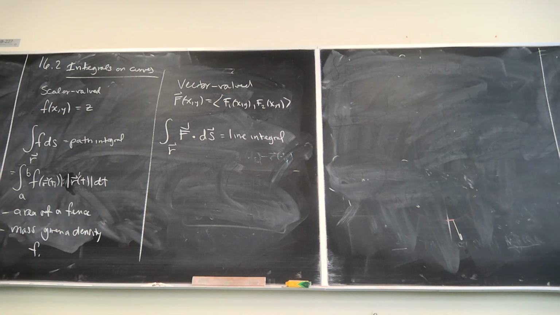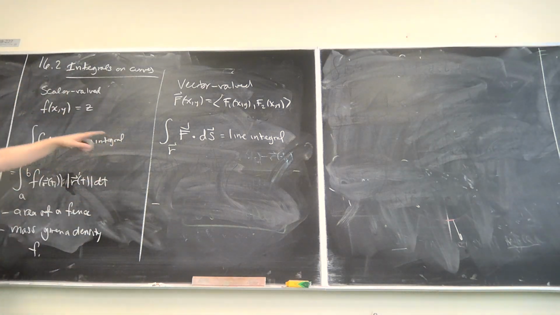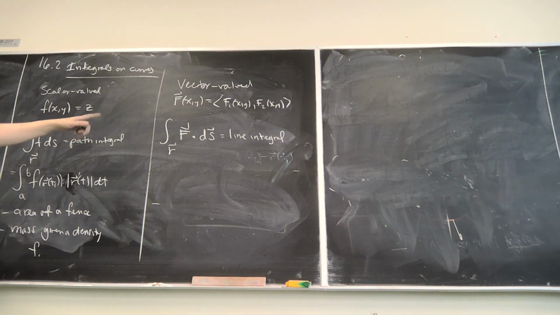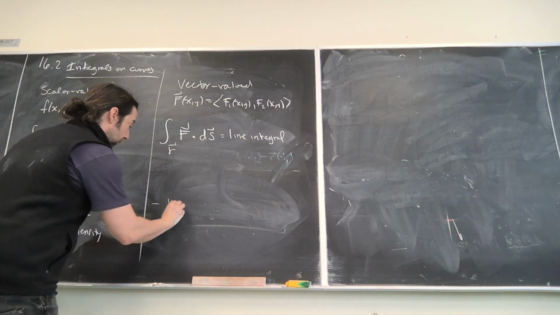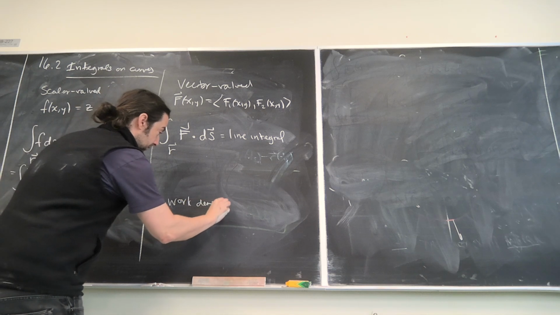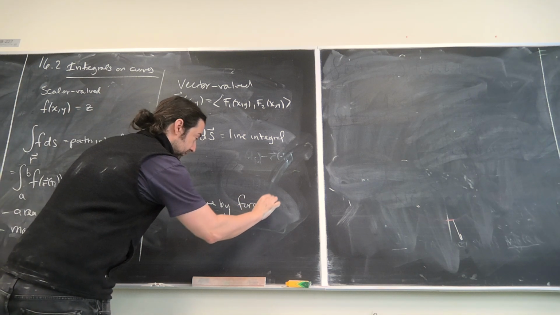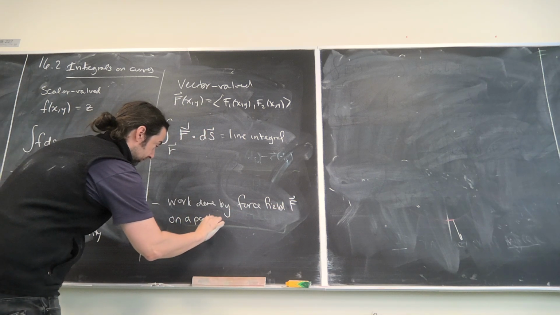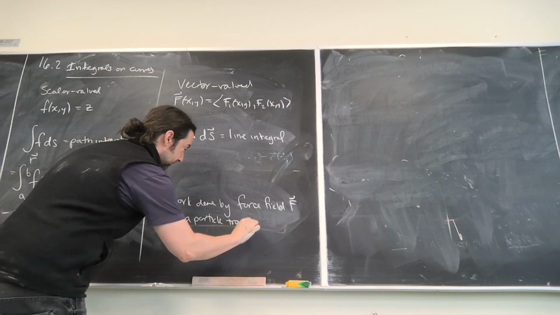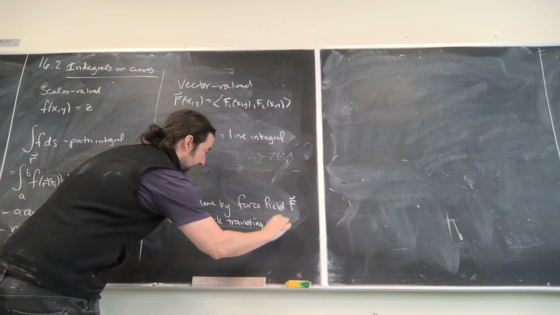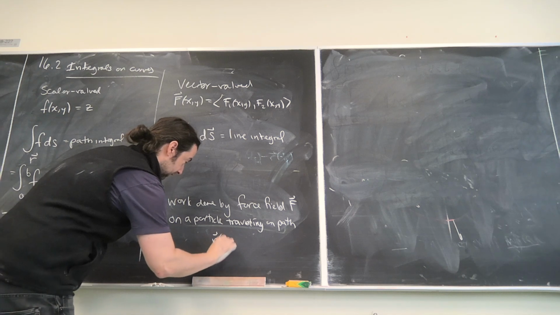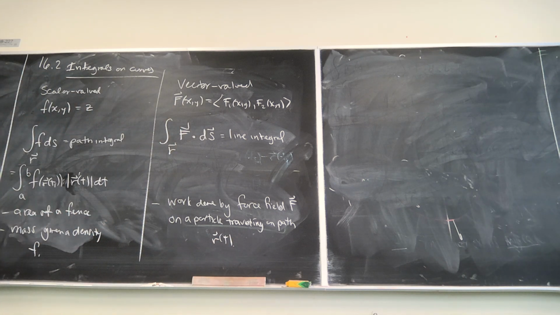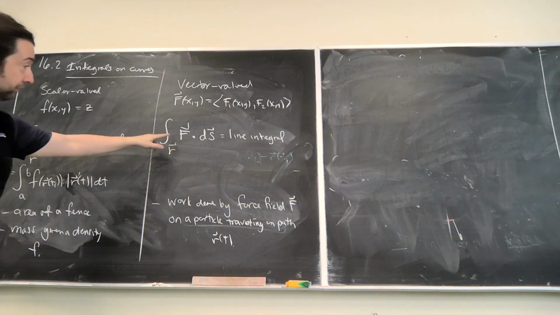I'm not going to show you what the calculation formula is yet, but the core interpretation that we're going to take for our vector fields, integrals of vector fields, our line integrals, is going to be work done by some force field F on a particle traveling on the path r of t. So work is going to be our justification for how we build this. And so we're going to build this parallel picture for vector fields today.